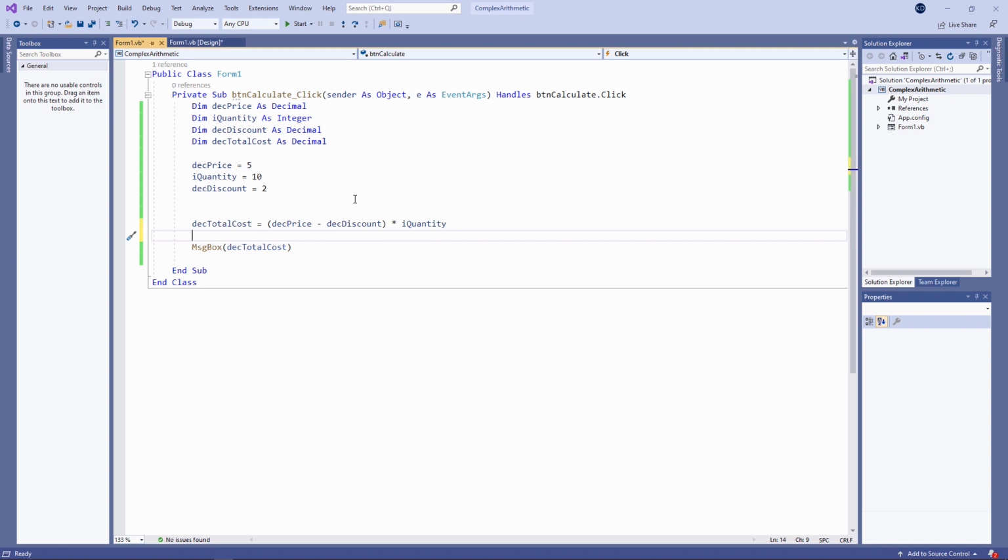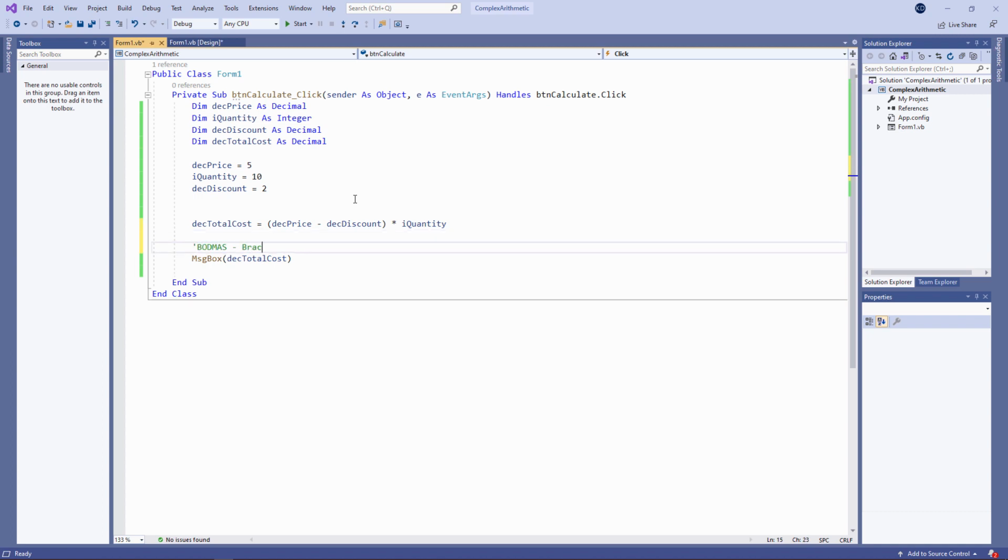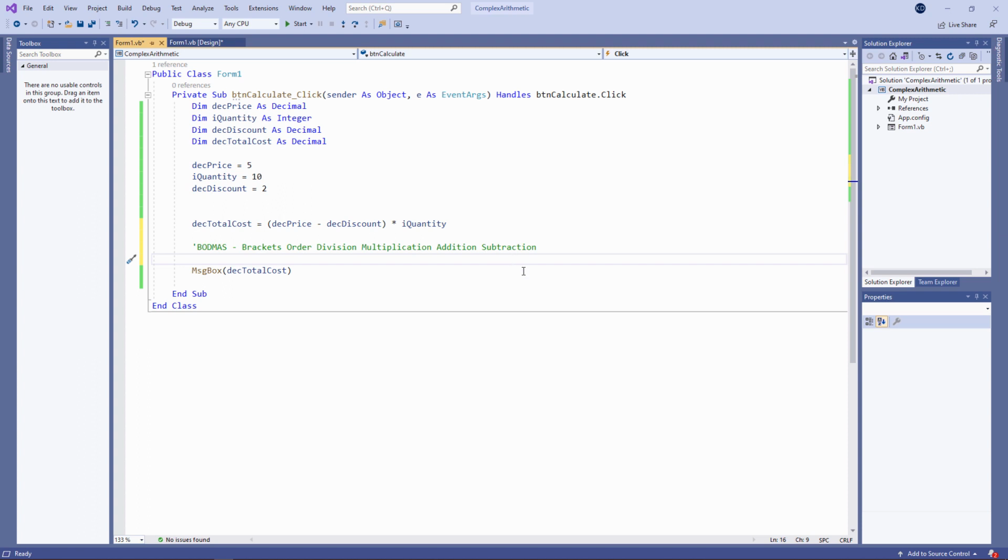You might have heard of BODMAS. BODMAS stands for brackets, order, division, multiplication, addition and subtraction. That's the order of priority of the arithmetic operators. Order, by the way, means exponentiation, raising something to the power of something else. So what we're saying is anything inside brackets will be done first. If there's an exponentiation operator in the expression, that will happen next, followed by division, multiplication, addition, and subtraction.